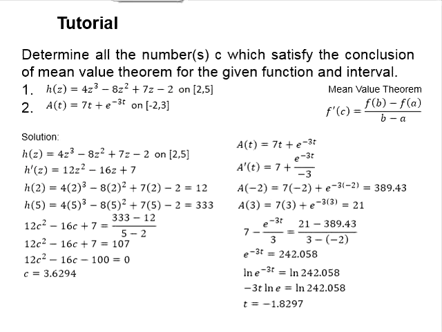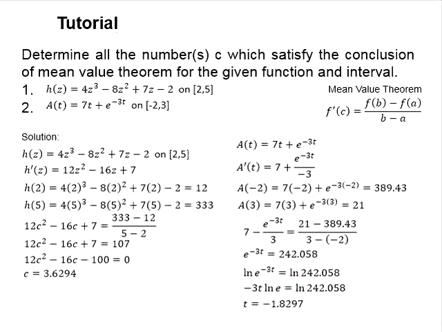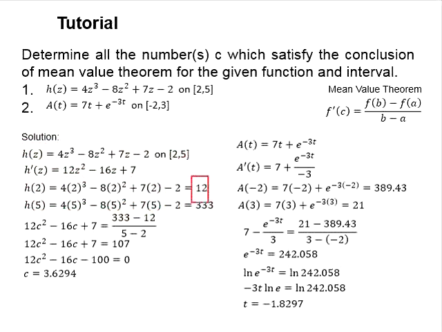Let us try another example for the mean value theorem. The functions are given here, and the ranges are given here. We will solve the questions one by one. This is the function, and the range is 2 to 5. You need to differentiate these functions into h'(z). Substitute 2 and 5 into the function of h(z). That will give you 12 and 333.